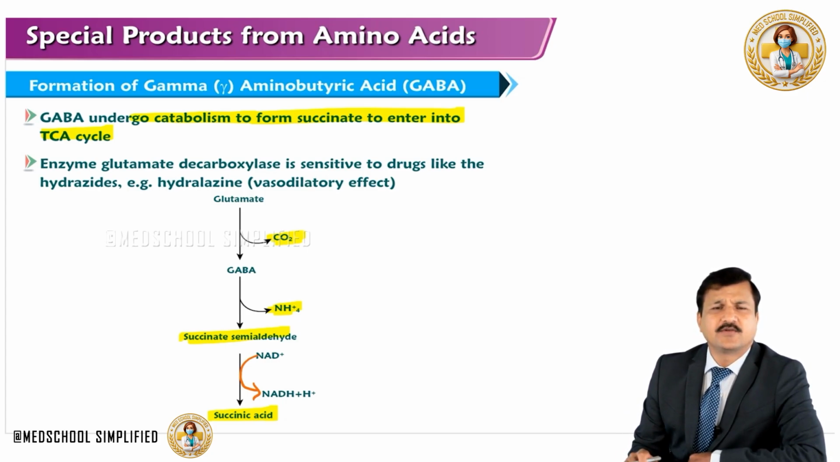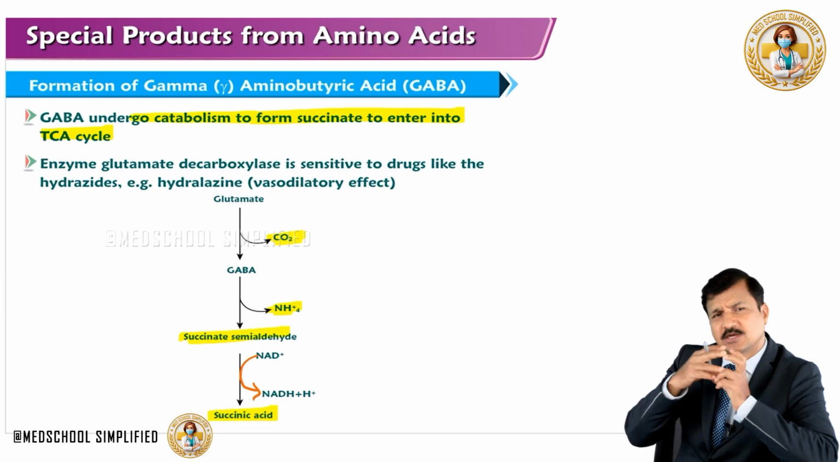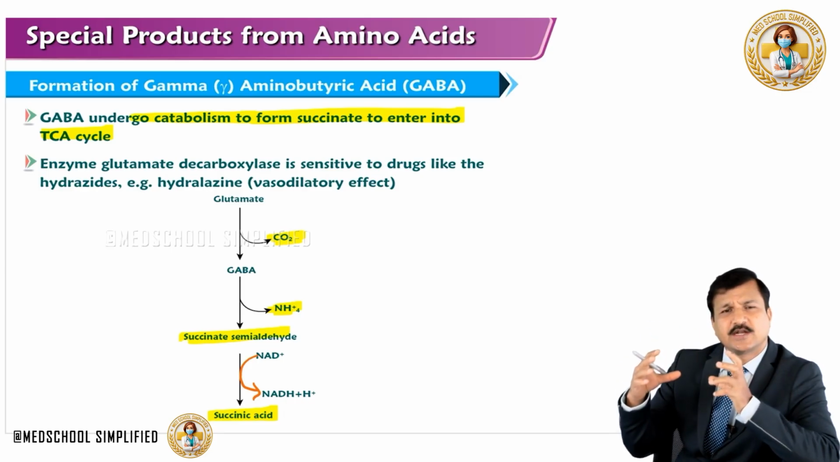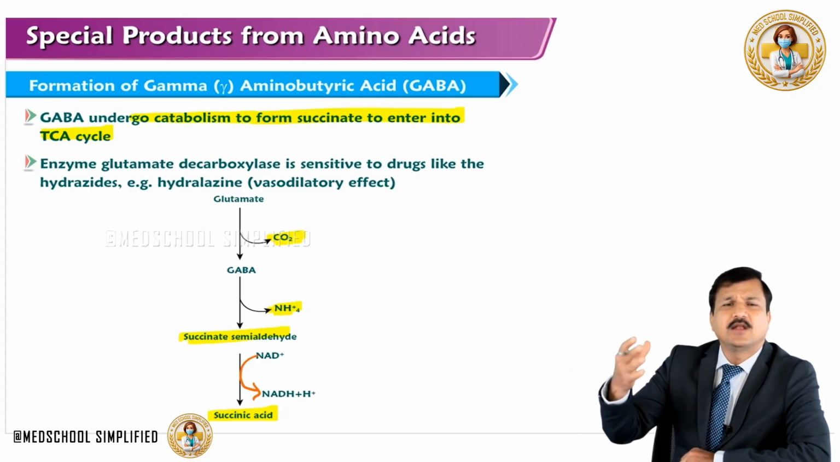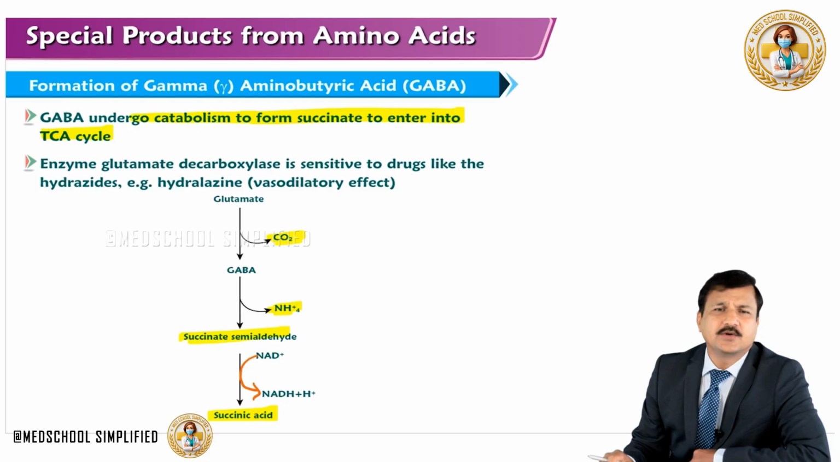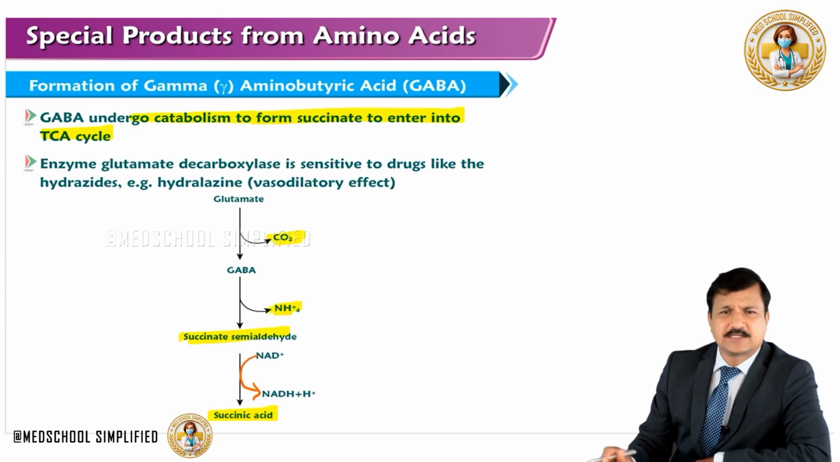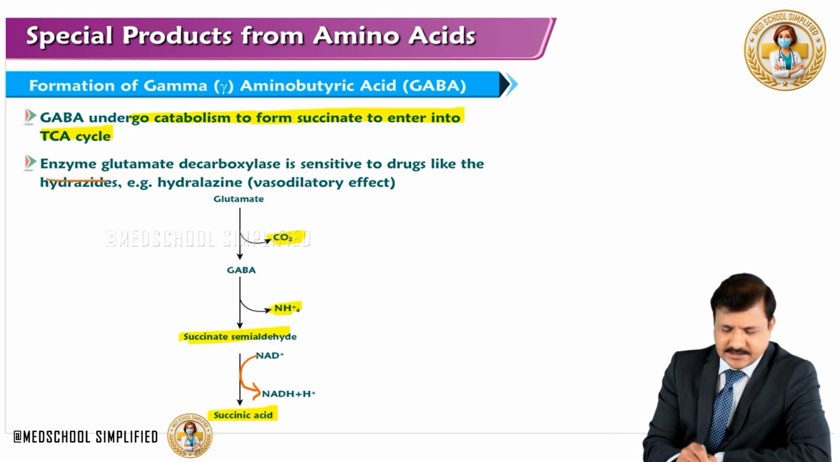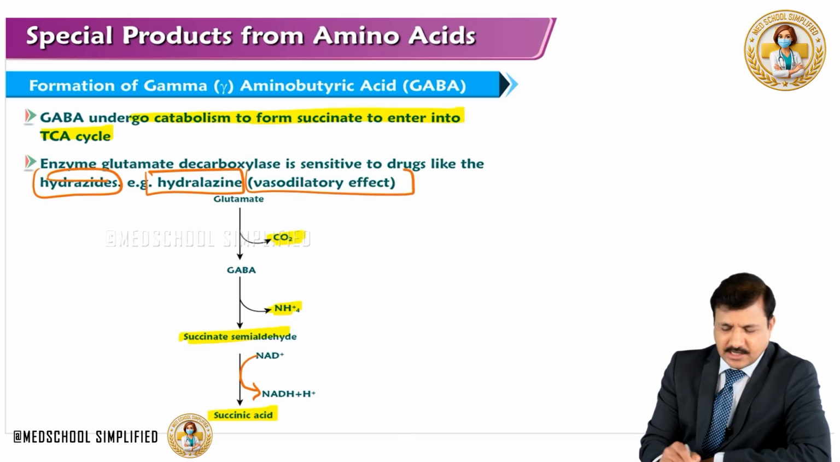So succinate is converted to fumarate, fumarate to malate, malate to oxaloacetate, oxaloacetate combines with acetyl-CoA to make isocitrate, into alpha-ketoglutarate forming glutamate, and glutamate will be converted back into GABA by glutamate decarboxylase, and that's how a GABA shunt goes. Now, the enzyme glutamate decarboxylase is sensitive to drugs like hydrazides, and that's why hydrazides are used. Hydralazine is an example of hydrazides. So it has a vasodilatory action.